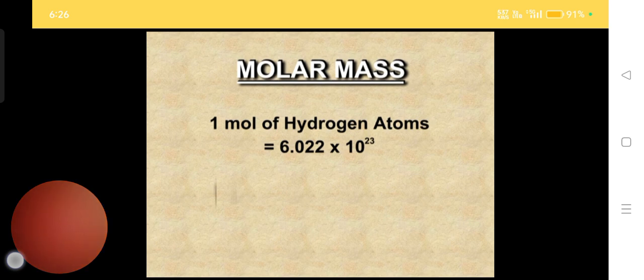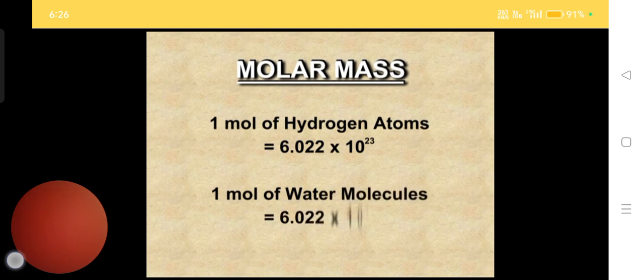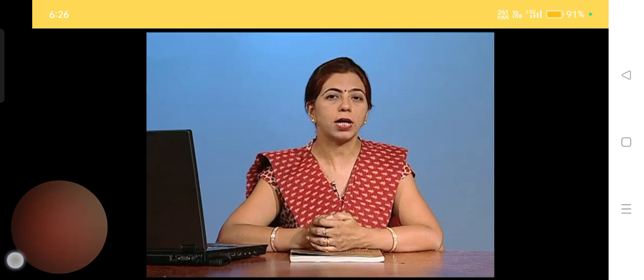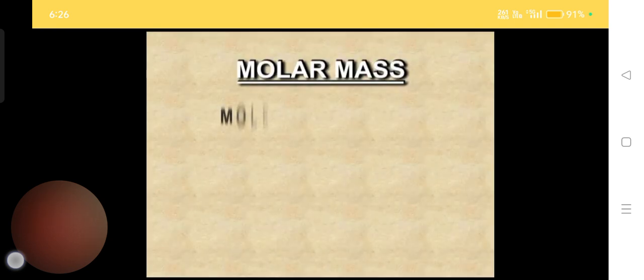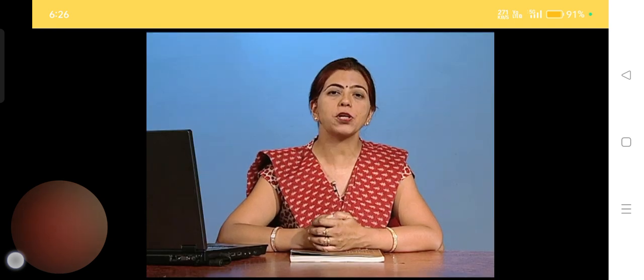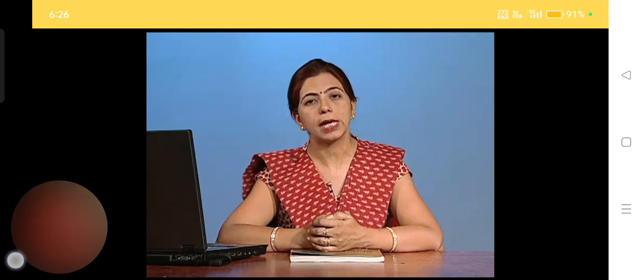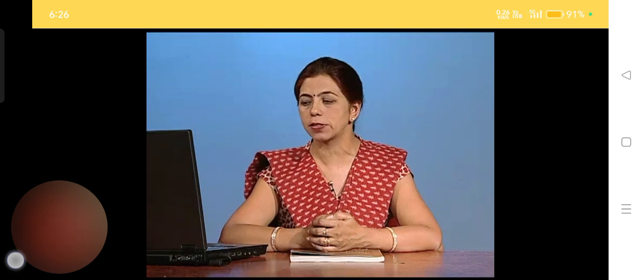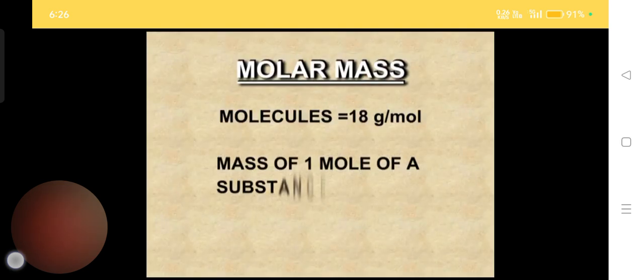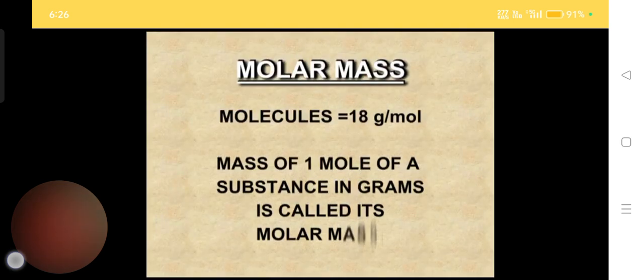If I say 1 mole of water molecule, it means 6.022 x 10^23 molecules of water. And we know that the molar mass of the water is 18. So, the mass of 6.022 x 10^23 molecules is 18 grams. Mass of 1 mole of a substance in grams is known as molar mass.